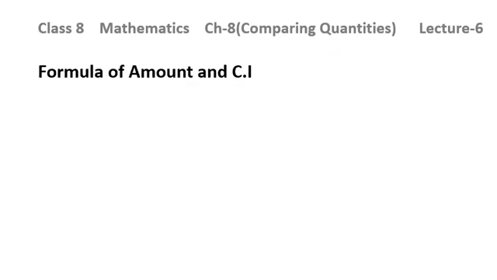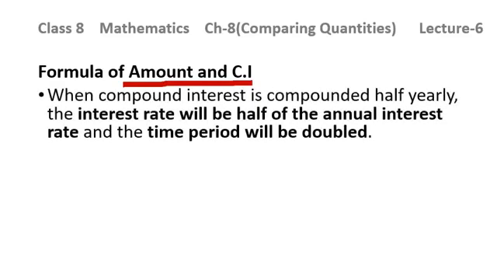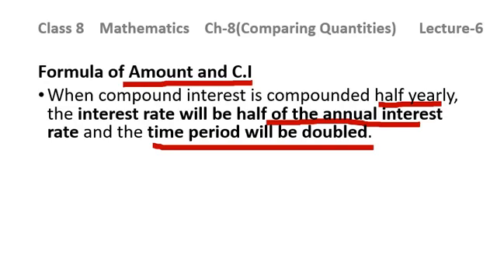So let us see the formula of amount and compound interest when the interest is being compounded half yearly. So this is the formula of amount and compound interest. When the interest is compounded half yearly, the interest rate will be half of the annual interest rate and the time period will be doubled.